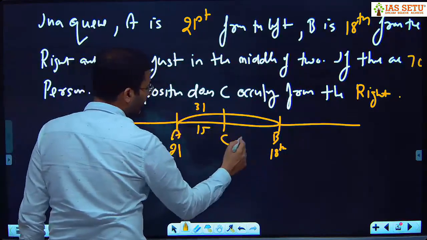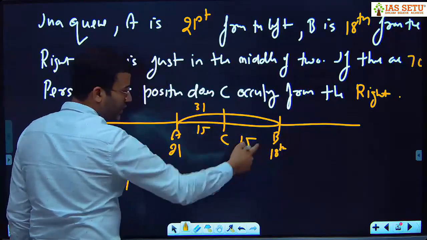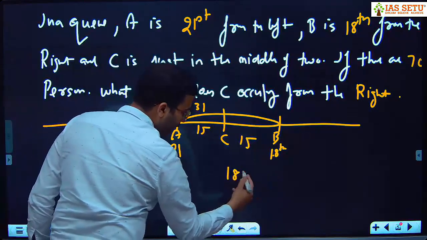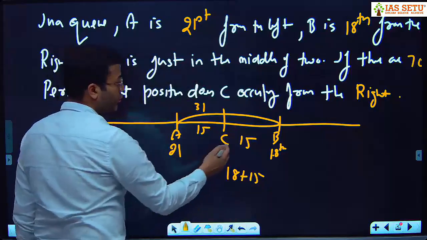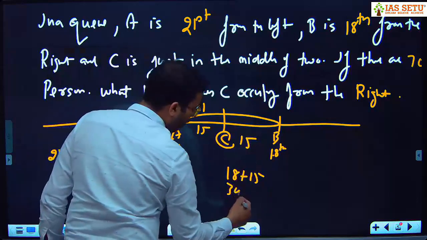So remaining are 15, 15. From the right side, these are 18, these are 15, 33. C is after 33. So what is the ranking of C? 34.